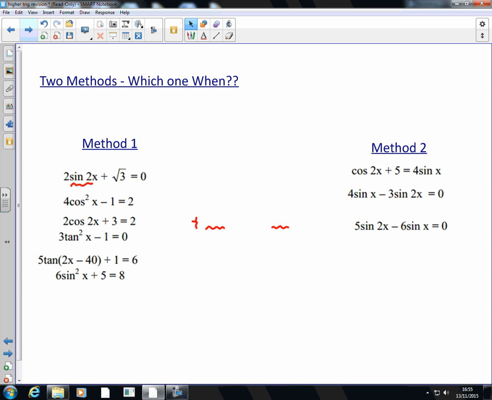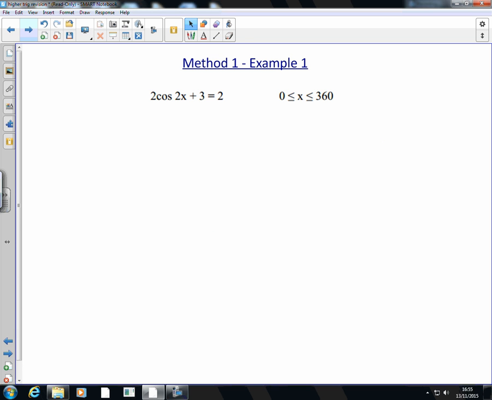Now I'm going to look at 4 examples from method 1 to show you essentially what we're going to do. So the first example's there. When you only have one trig term, you're going to solve it the same way you solve the basic equations. You need to get everything away to the other side, so you're left with x at the end.